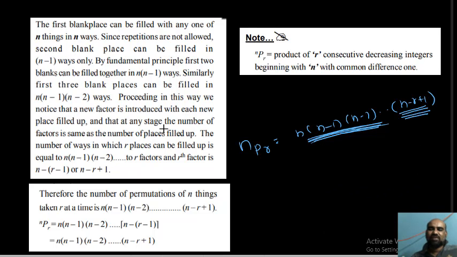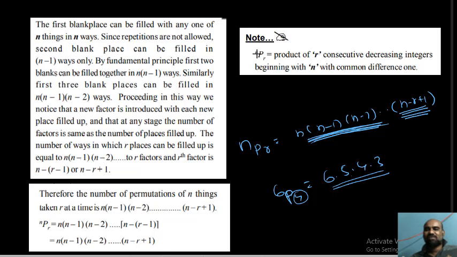Listen, all of you. For example, you want 6P4. No need to use any formula directly. 6 into 5 into 4 into 3. So 4 times you need to reduce: 1, 2, 3, 4 completed. So 6 into 5 into 4 into 3. What you will get is the value of 6P4.